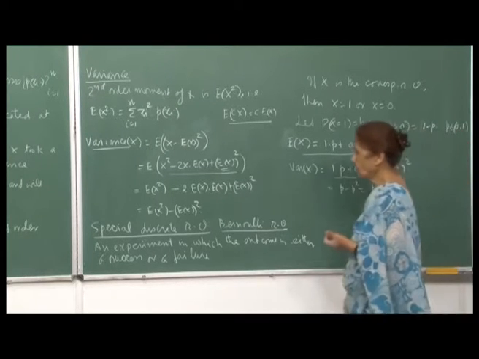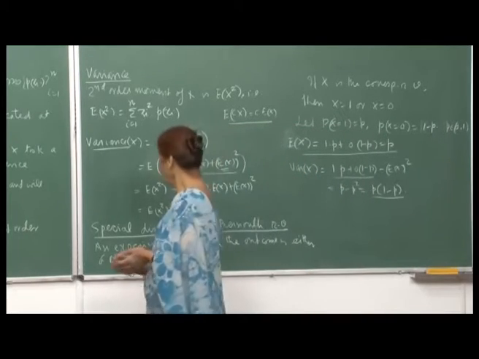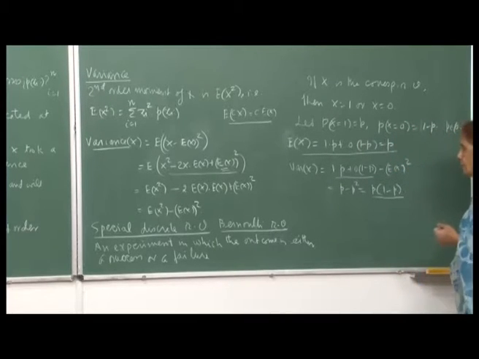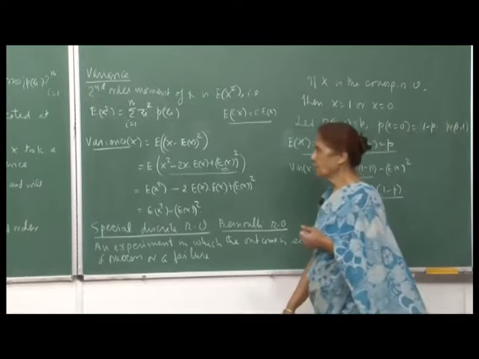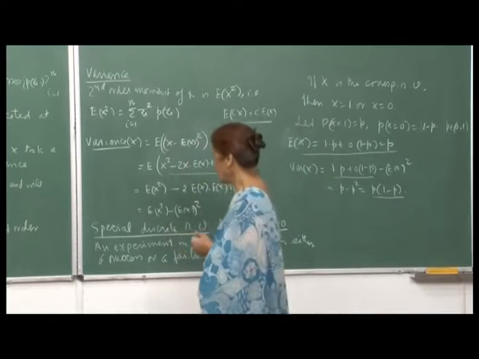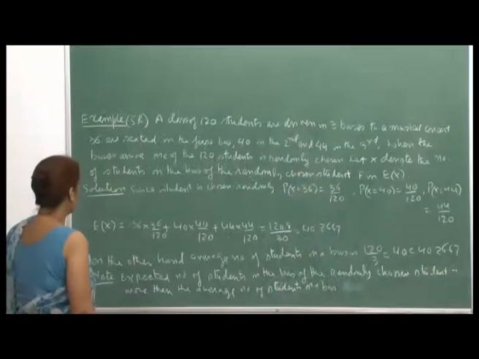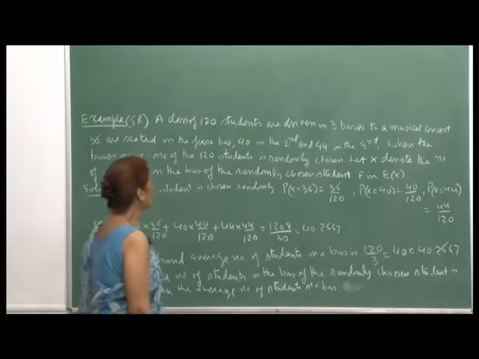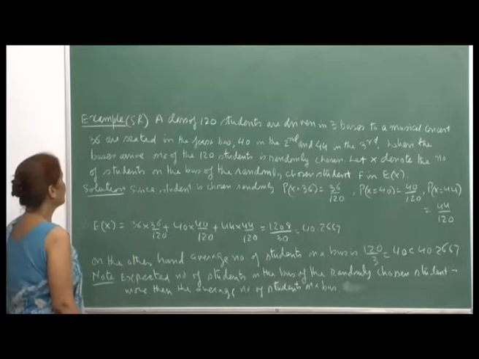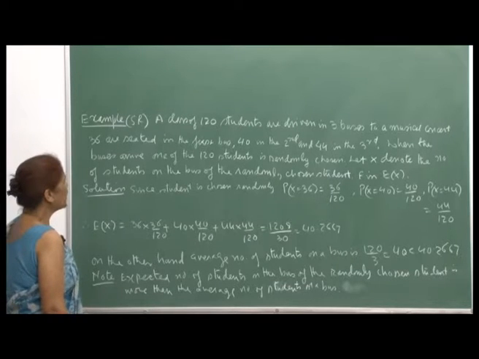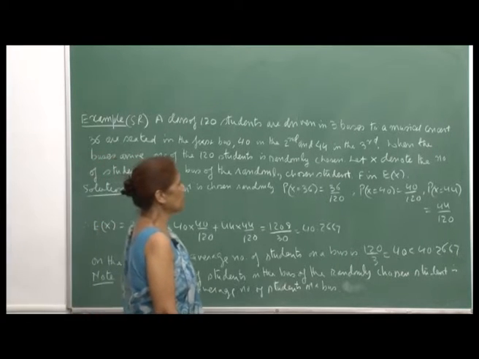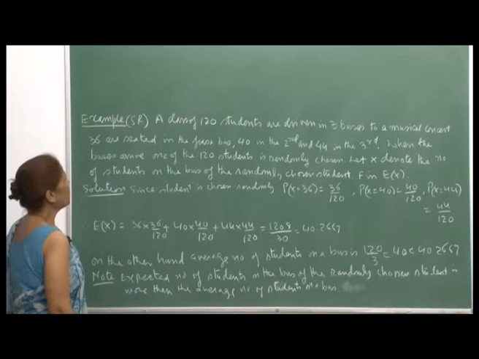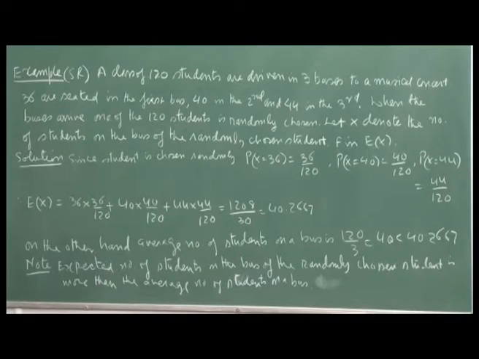So, very simple quantities which you can right away compute, and now we will further on use other special random variables, discrete random variables, and then of course, one will talk about continuous random variables also. So, let me just illustrate an interesting aspect of the expected value. Here I have taken this example from Sheldon Ross. A class of 120 students are driven in 3 buses to a musical concert. Now, 36 are seated in the first bus, 40 in the second and 44 in the third.